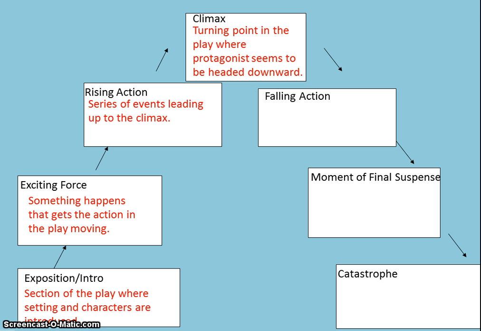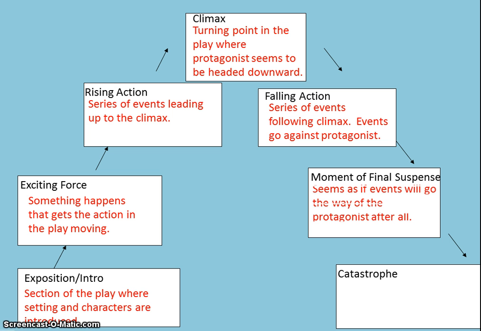And then we have the falling action. And the falling action is the series of events following the climax, and these events go against the protagonist. So it's something bad that happens to the main character. Then we have the moment of final suspense, and that is the part of the story where it seems as if events are going to go the way of the protagonist after all. So it seems as if they're going to live happily ever after, that everything's going to be okay.